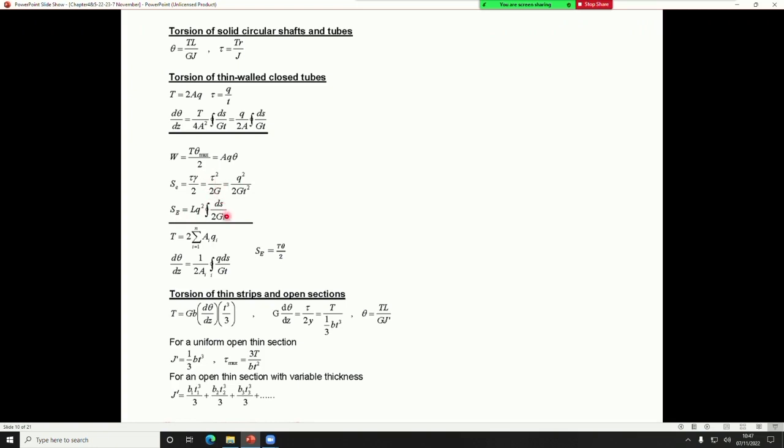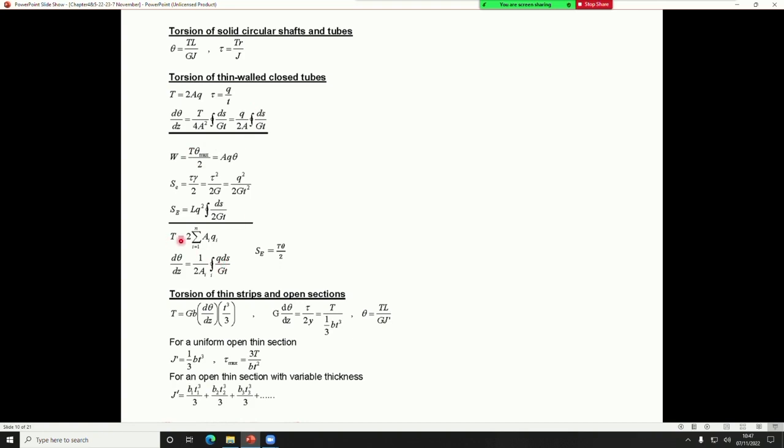So you end up with this relation. I don't recommend you use this equation. I think if you have the angle of twist, multiplied by T divided by 2. So this is for a single cell. This is single cell. Now we move on to multi-cell tubes.